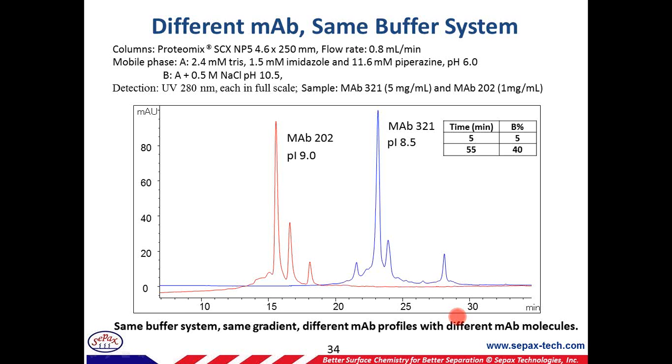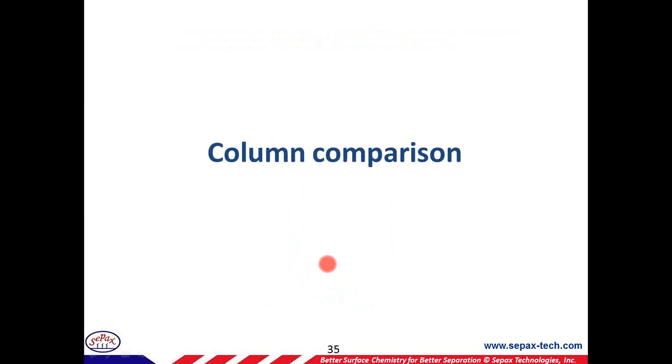Here's an example I want to show you with two very different mAbs run under the same column and the same buffer system, even with the same gradient. We do see two completely different variant profiles. With a mAb at pI 9.0, we get 3 distinctive peaks with some smaller peaks at the front, and with a mAb at pI 8.5, we do see a very different profile. So we cannot say they're going to be the same if you have the same column and same buffer system. They will exhibit different profiles.